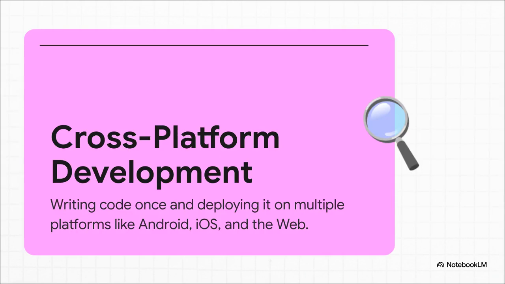So this whole method, this way of building things, it has a name, cross-platform development. It's a huge deal. Instead of building one app for Android and then starting all over again to build one for the iPhone, developers can write the code just once and then deploy it everywhere. It saves a ton of time and money, and it's why you see so many apps like this today.